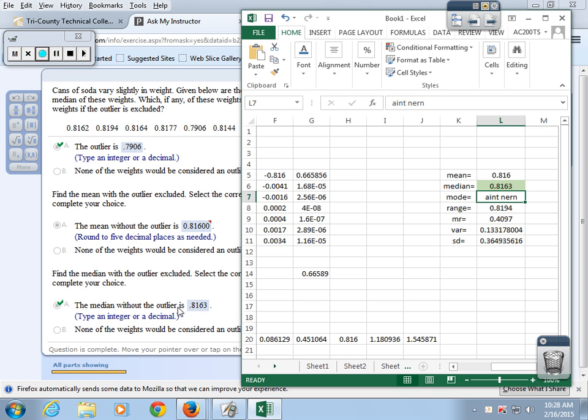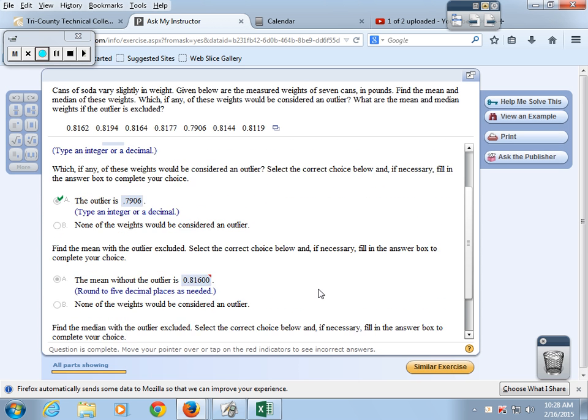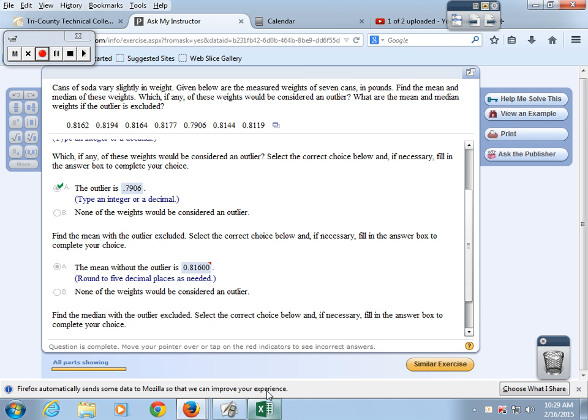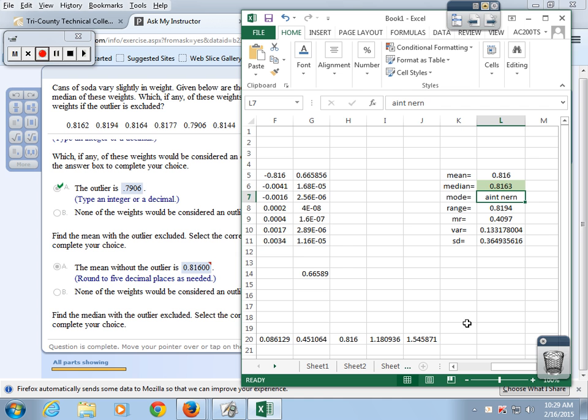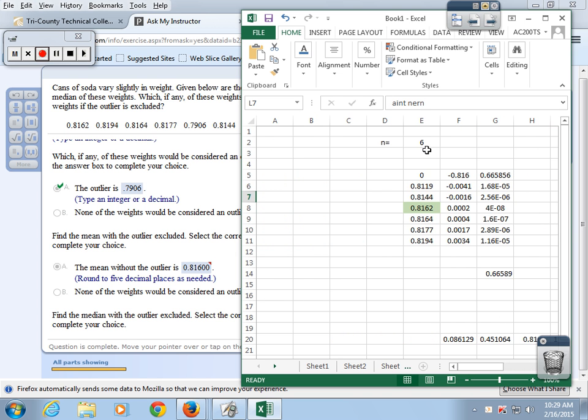The median without the outliers is 0.8163, and the mean is 0.816. So that's it. Basically, you take it out. But if you take out one number, not only do you take that number out, but you have to change what? N, because that's used in your calculations. Capiche?